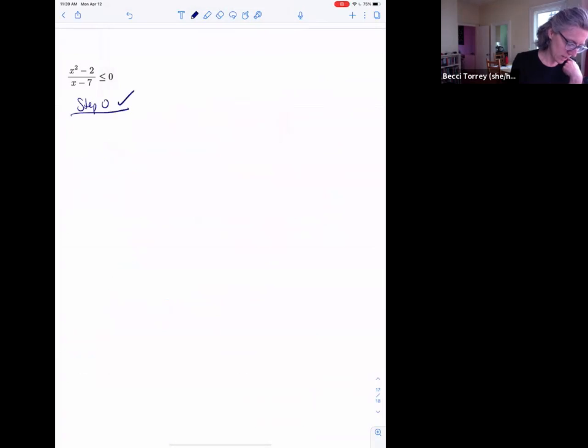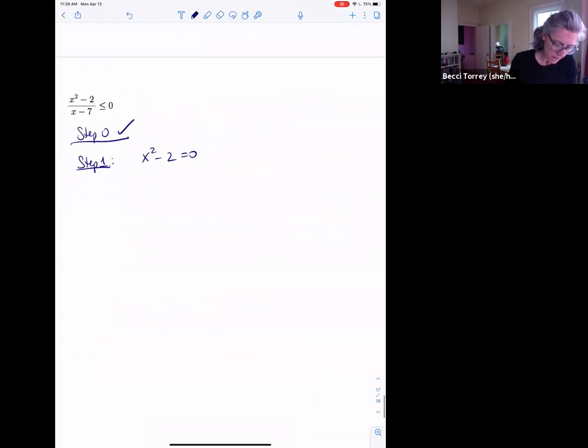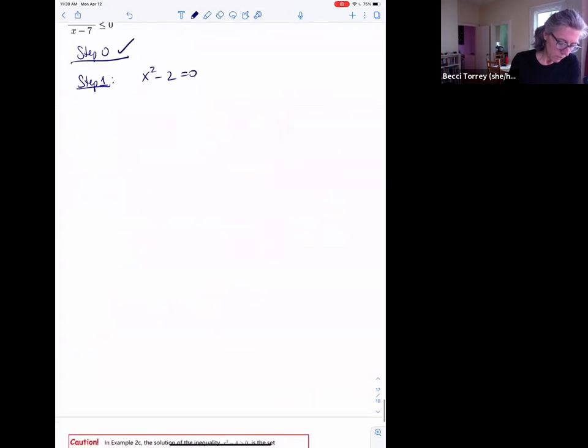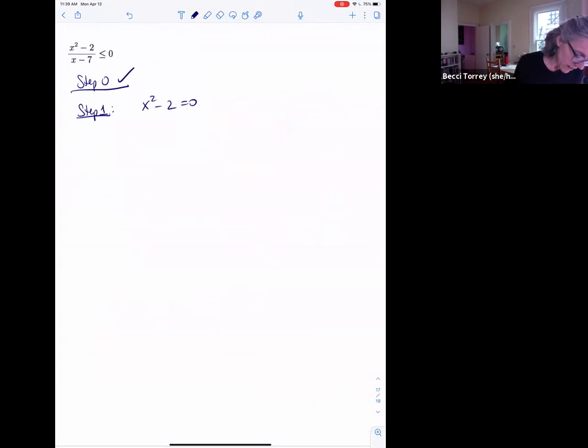Step 0, check. Step 1, we need to find the zeros of the numerator and the denominator. So we have x squared minus 2 equals 0. Here you have to be careful, because you might be tempted to do x squared equals 2 and x equals square root of 2, but we have to remember that we get 2 answers from this, both plus square root of 2 and minus square root of 2. It's really important for this problem to do that.